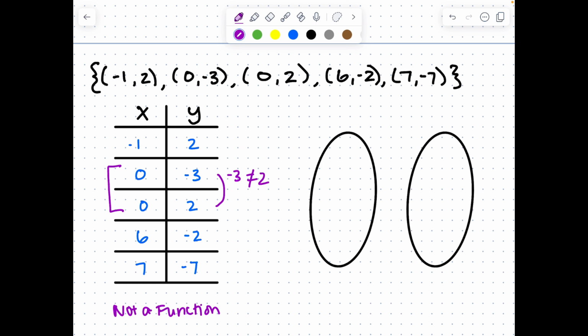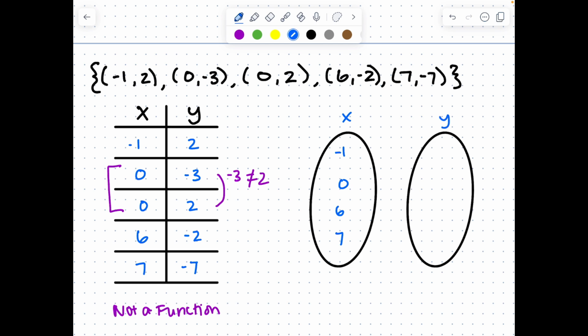Now, if we were asked to do the same thing, but using a mapping diagram, that's what those two ovals are over there. Kind of the same idea, but you work with sets instead of just the table. So what we'll look at, we want all of the x's to be in a list in the first oval. Now, if you keep them in order, that's fantastic. So -1, 0. Now there's another 0, right? But we already have 0 on the list, so we can just put 0 one time. And then a 6, and then a 7. Those are all the different x values we have.